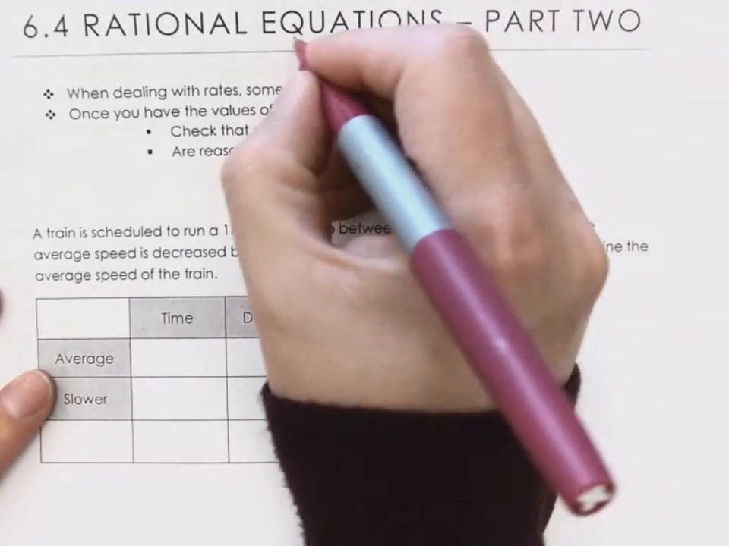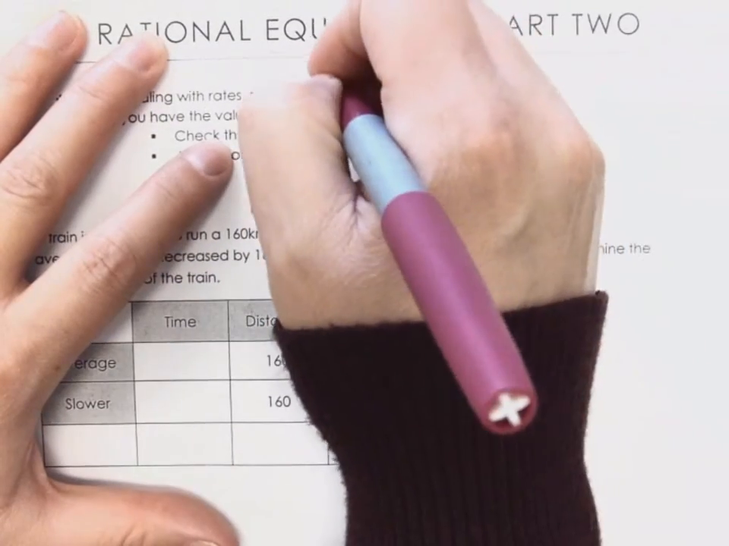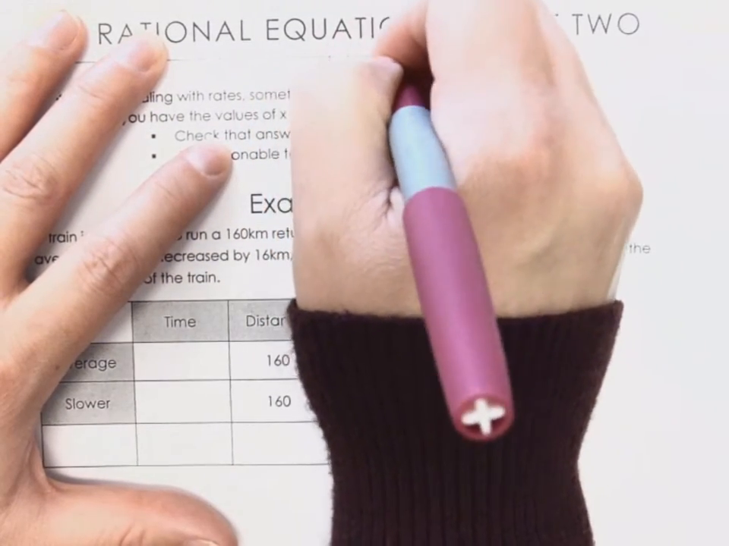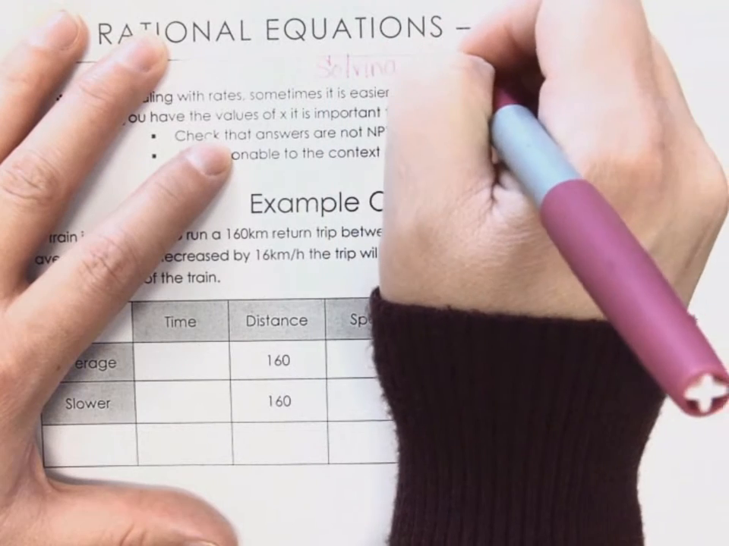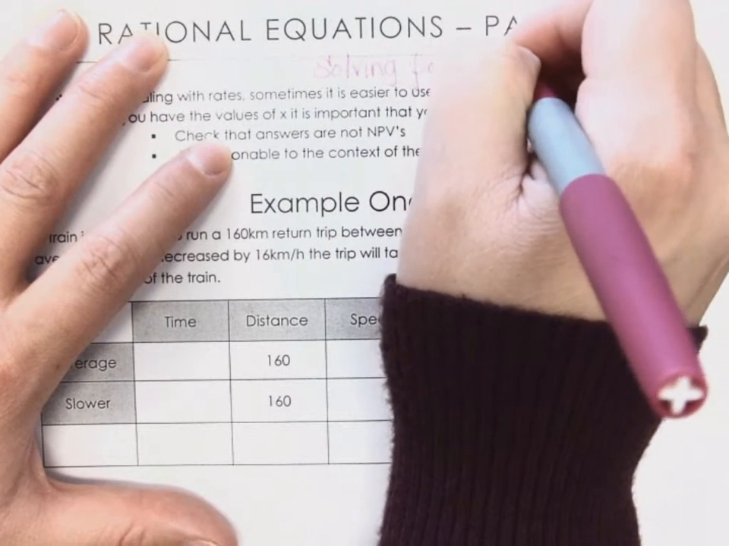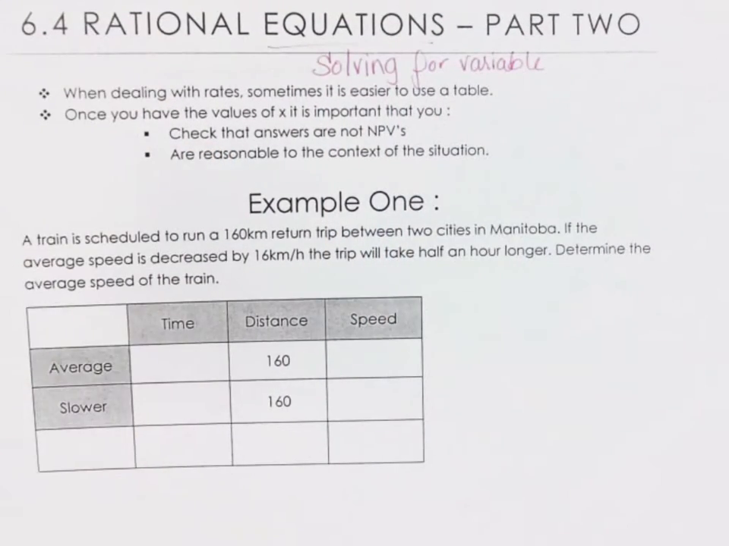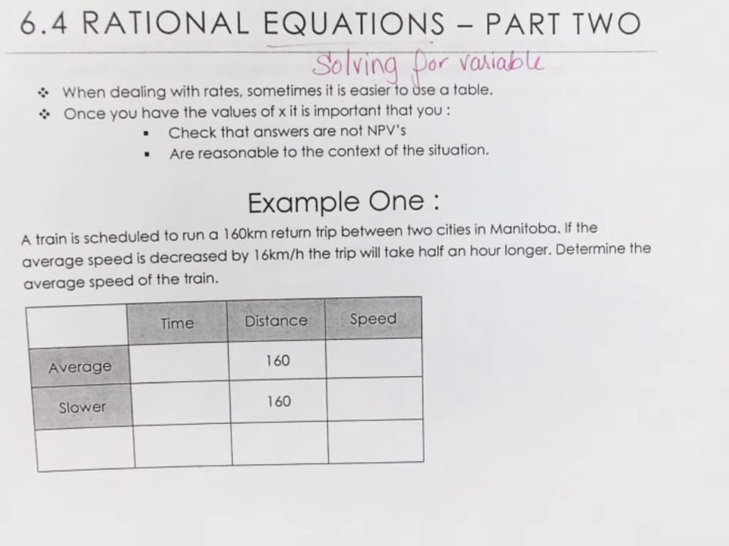But again, we're still dealing with equations, so we're solving. We're still solving for a variable. I was going to say x, but it's not always x. Okay, that pink pen isn't the best. Let me grab this one.